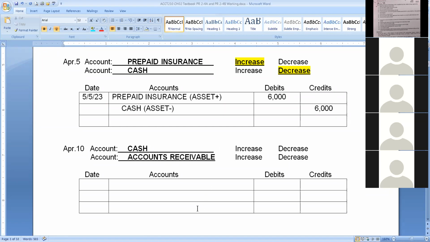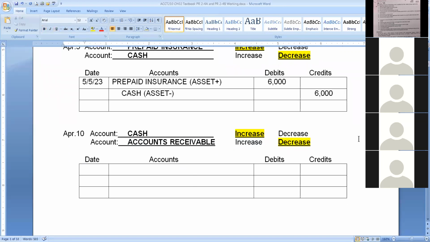Okay, so the cash is going up. And accounts receivable, so this is what they owe us, and this is going to go down. I did it again. I do it every time. I think I've learned. Okay, so cash is going to increase, accounts receivable is going to decrease. Those are both assets.